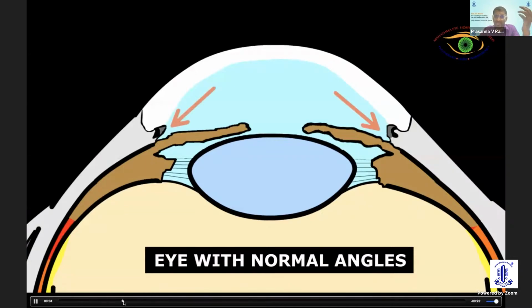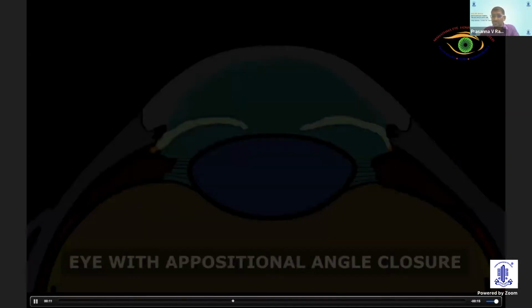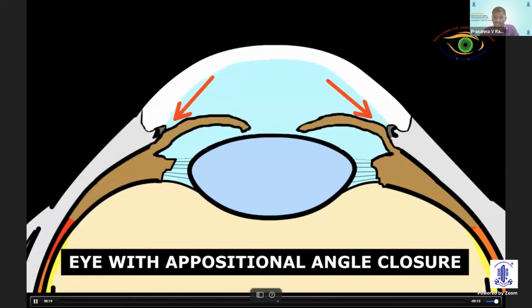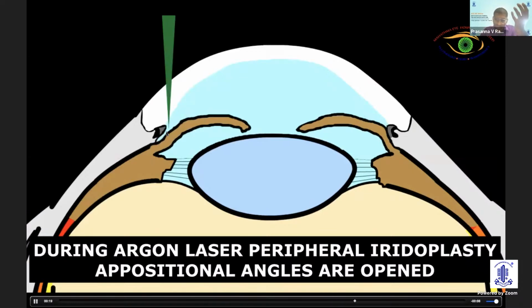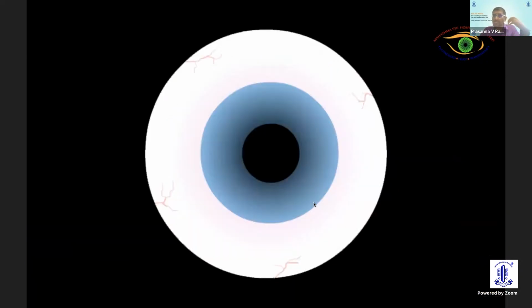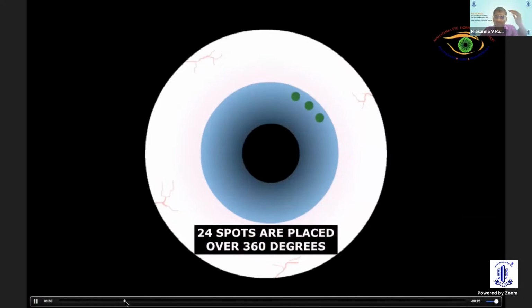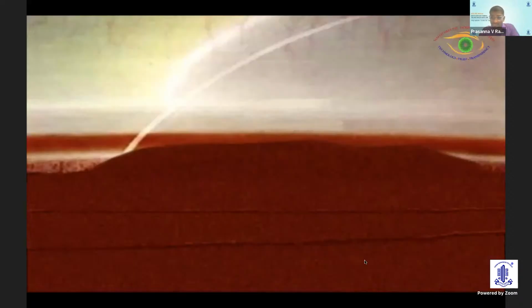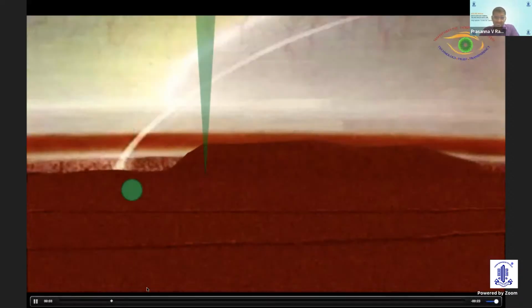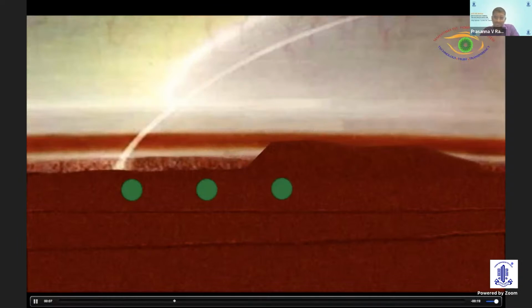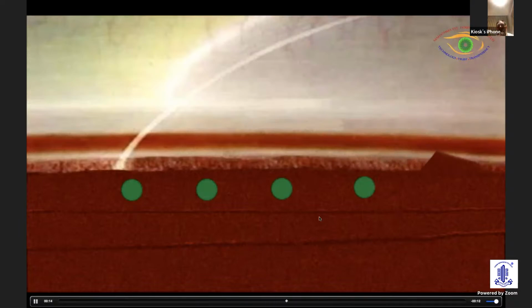And even the demonstration of argon laser peripheral iridoplasty, which we use for appositional angle closure. You can see this is an appositional angle closure, where once ALPI is done slightly towards the periphery, you can see how the angle is actually opening up. I'm just showing this once again, how the laser is placed and the angle is actually opening up. So not only a cross-sectional view, but multiple views, such as a front-on view where 24 spots are placed over 360 degrees, can be shown, as well as a gonioscopic view, which is not possible by text. So these are all videos made by myself and my team here, and you can see how the laser spots pull the peripheral iris and release the appositional angle closure.